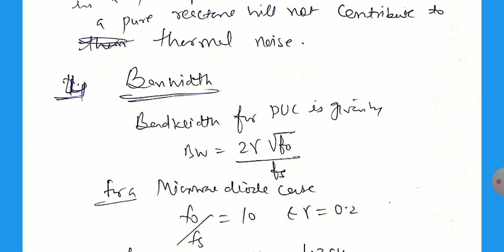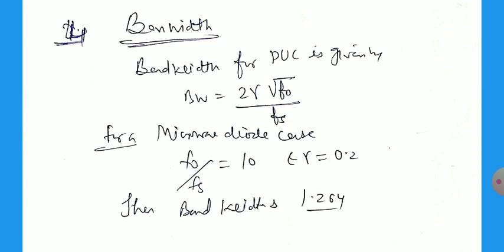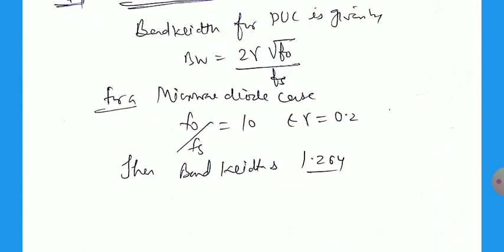Bandwidth, as we know very well, is in between the two frequencies, f2 minus f1. Here the bandwidth of the PUC is given as twice gamma root of Fo by Fs. For the microwave diode case, Fo by Fs is nearly equal to 10, so gamma is equal to 0.2, that gives the bandwidth equal to 1.264. So this is a broad bandwidth, and this is useful for the transmission through the bandpass filter, because we can pass Fo plus Fs for a large value of this. So these are the merits related with the PUC.